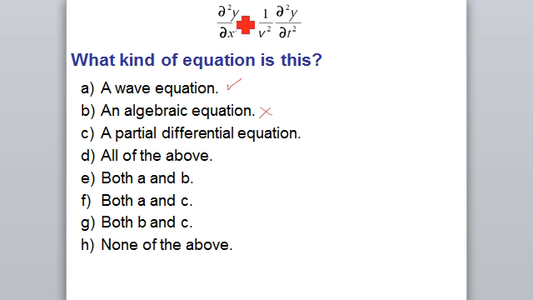When we take the derivative of y with respect to x, we keep t constant. That's why you get this curly d rather than the regular d. The curly d means the partial derivative. And also when you take the derivative of y with respect to time, you keep the x constant. So it is a partial differential equation. So A and C are cool. So I would say the best answer to that one is F. Alright, let's move on to the next one.